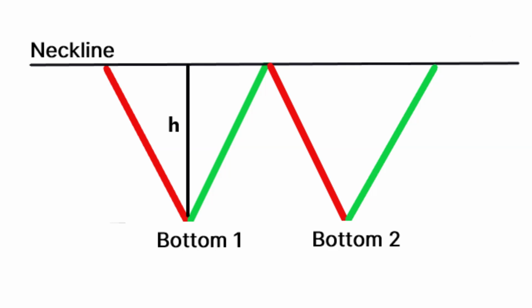Another structural element we use when trading based on the double bottom pattern is the height of the pattern, shown as H. The pattern height represents the vertical distance between the lowest point of the double bottom, the dip level, and the neckline.